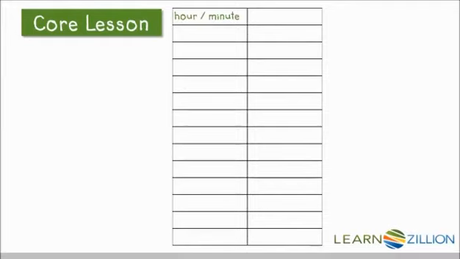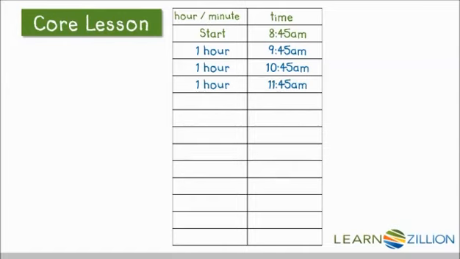And over here we put the hour or the minute that we're counting by, and over here we put the time. So the first thing we do is we put the start time, which we know is 8:45 a.m. That's when school starts. And now we're going to add in the change of time, which we know is 6 hours and 30 minutes. So 1 hour would put us at 9:45 a.m. 2 hours, 10:45 a.m. 3 hours, 11:45 a.m. 4 hours, 12:45 p.m. 5 hours, 1:45 p.m. 6 hours, 2:45 p.m. So after 6 hours, it's 2:45 p.m.